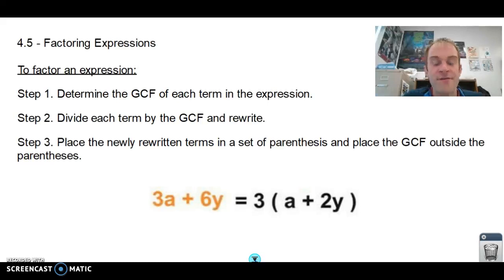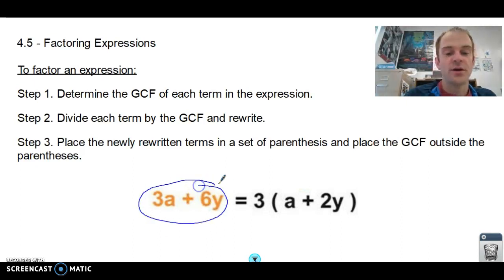We're going to look at how to factor an expression. Our goal is to use the greatest common factor of terms to help us do that. If you remember, we talked about the distributive property in lesson 4.4, and that was expanding expressions. Factoring expressions is kind of the opposite of that. So we're going to start with something that looks like this, and we're going to try to get to this over here.